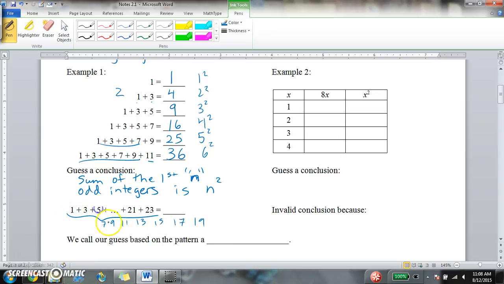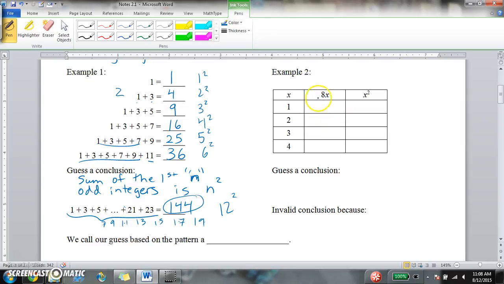So 1, 2, 3, 4, 5, 6, 7, 8, 9, 10, 11, 12 numbers. So based on my guess up here, I should get 12 squared, which is 144. And that actually is true. If I add up all of these numbers, that pattern holds, and I do get 144.